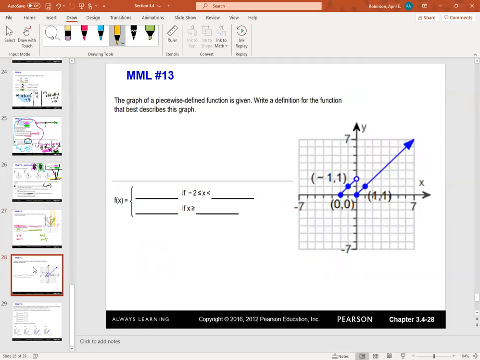All right, here's another one. Write a definition for the function. Okay, now they started us with negative 2. This one says negative 2 is less than or equal to x is less than or equal to what? Negative 2 on this graph is right here, right? That's negative 1, negative 2. That's where negative 2 would be located. So we're going from here to here. That's this line. So it's going from negative 2 to 0.